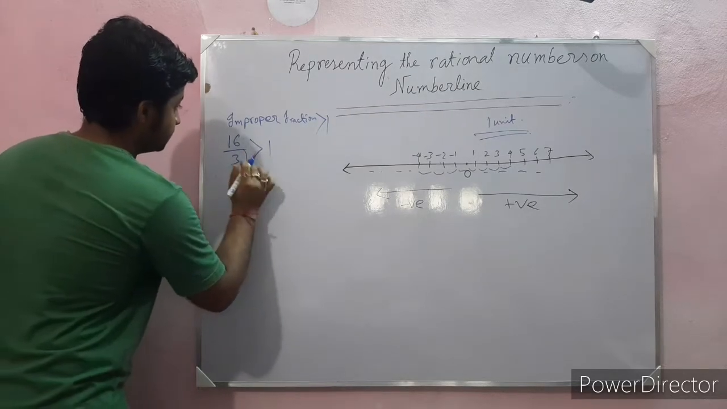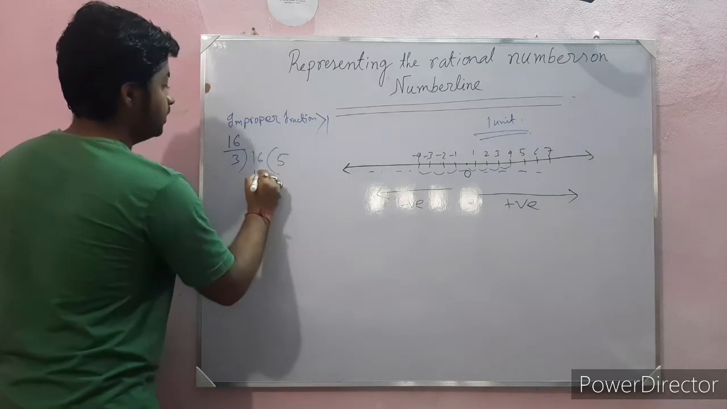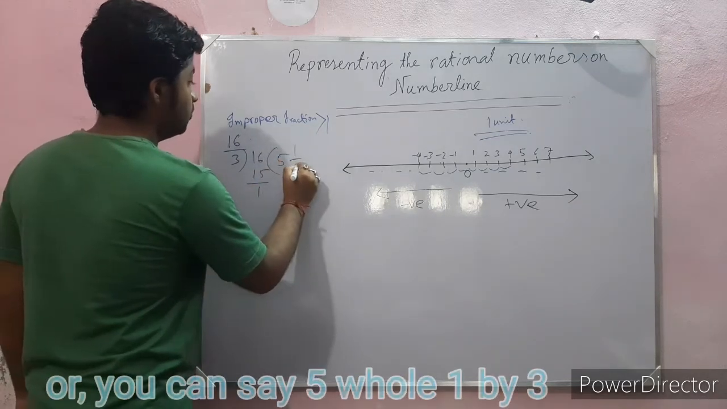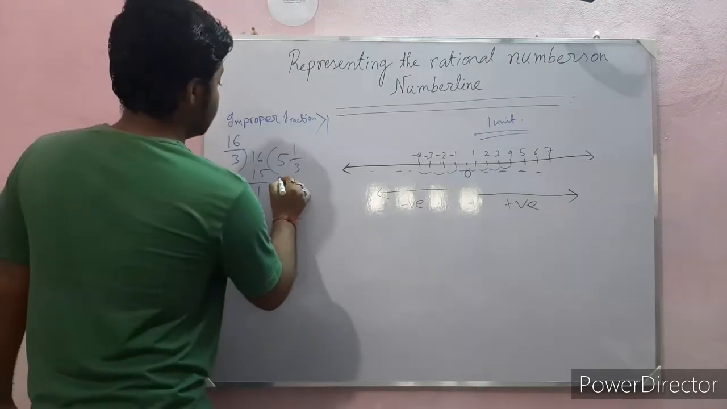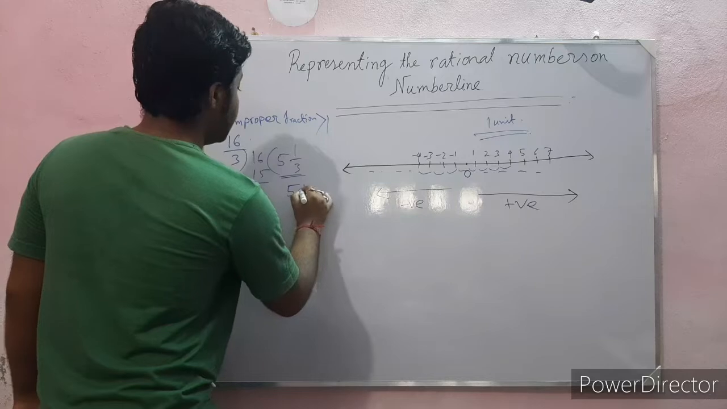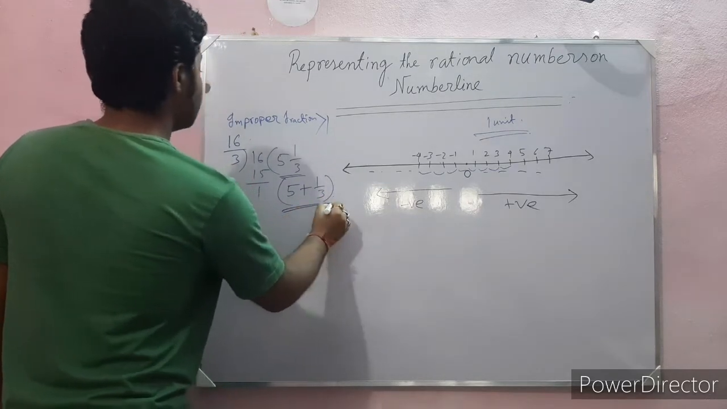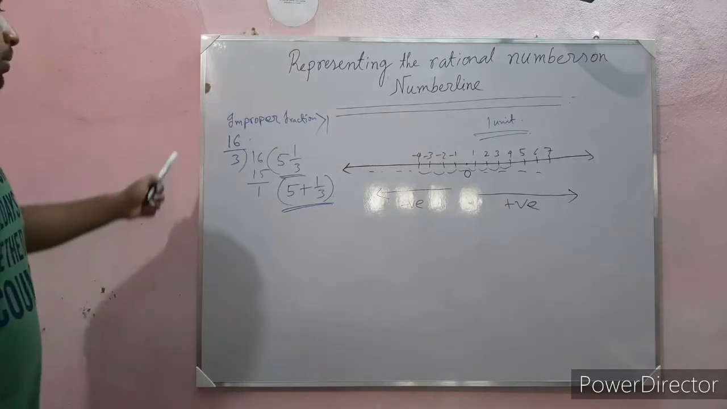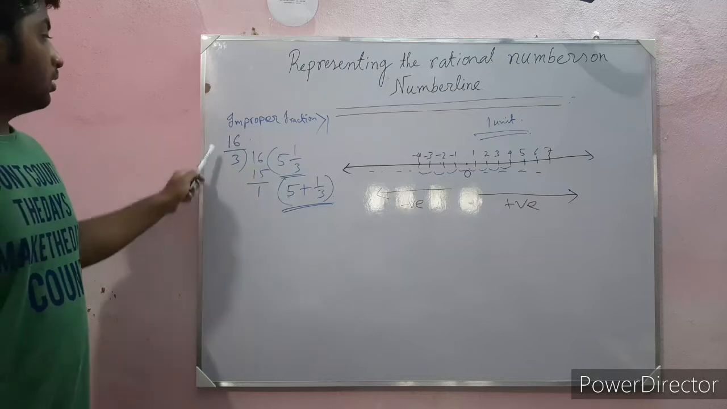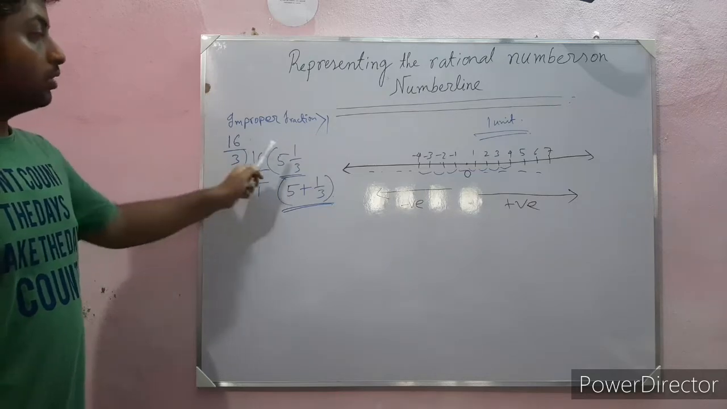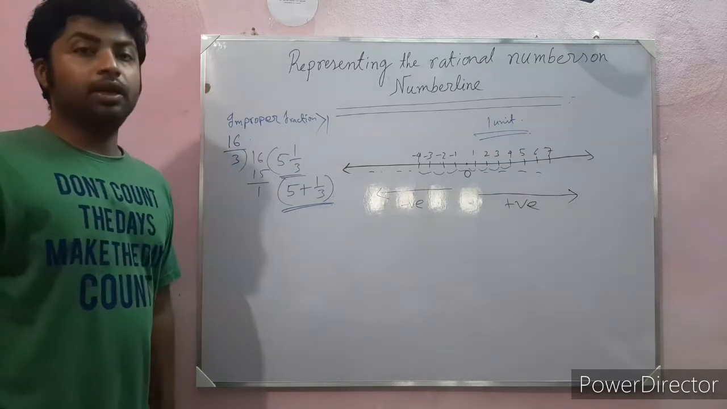Divide 16 by 3. 3 fives are 15, remainder 1. So this is 5 full 1 by 3, right? This means 5 plus 1 by 3. Now, after breaking this improper fraction 16 by 3 into the mixed fraction, we can easily put the number on the number line.